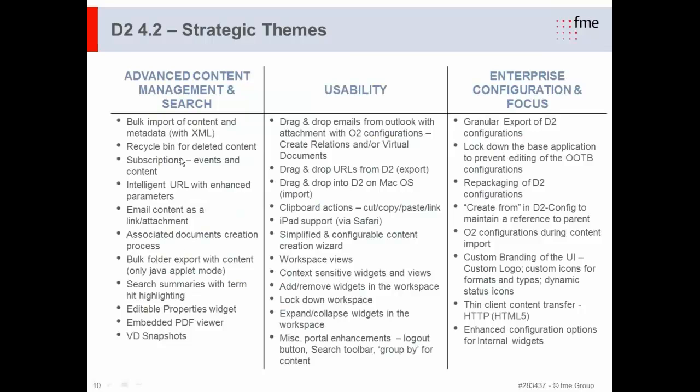So, there was a recycle bin introduced to allow for soft delete of documents so that they can be restored if needed. Then there was the model of intelligent URLs introduced, which allowed calling D2 with specific commands for document actions. Another change was that properties, attributes could actually be edited directly in the widget. You don't have to open the separate properties screen. Then there was a drag and drop functionality introduced from the file system, but also from Outlook, with according configurations on how emails and attachments should be handled.